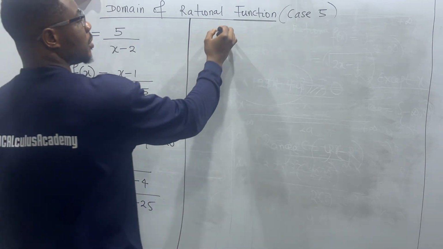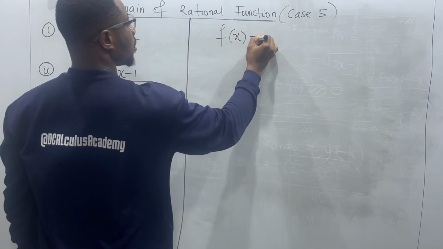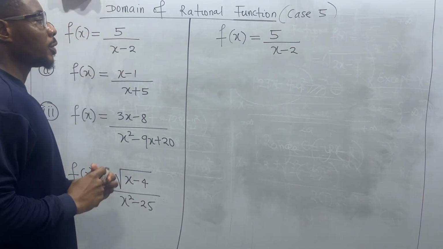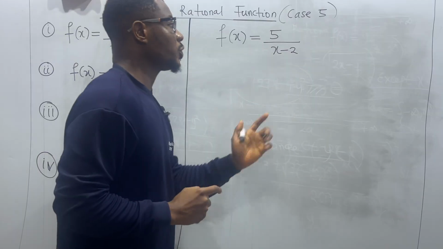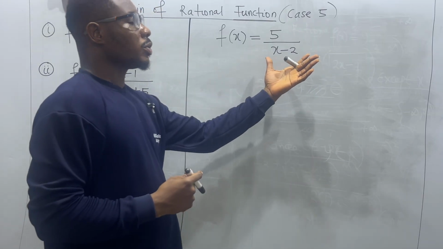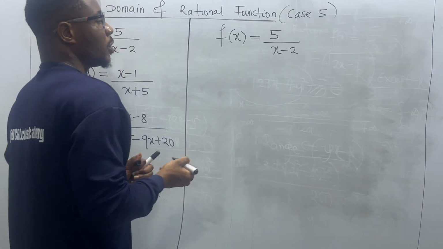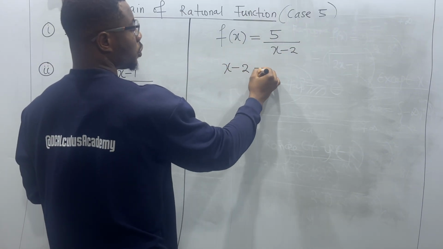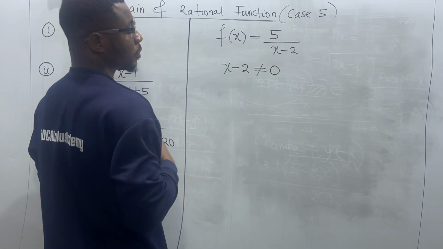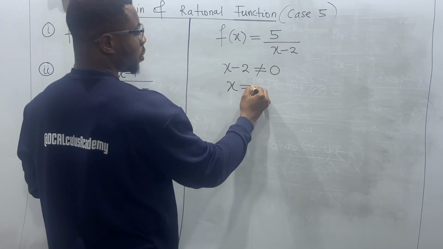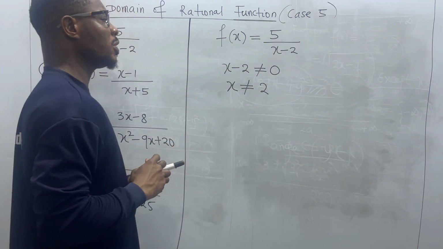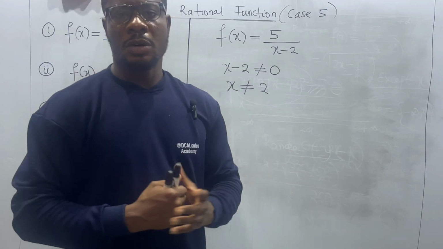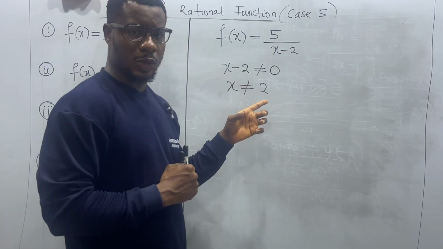It says, what is the domain of f of x, the function 1 over x minus 2. Now, for a rational function, as this fraction, to exist, the denominator should not be 0. That is to say that for this function to exist, x minus 2 should not be 0, which implies that x should not be 2. What it means is that x can be any other real number, but x cannot be 2.